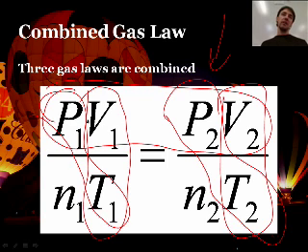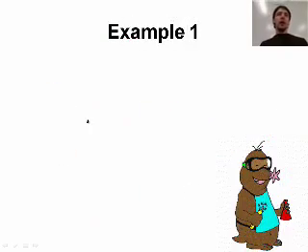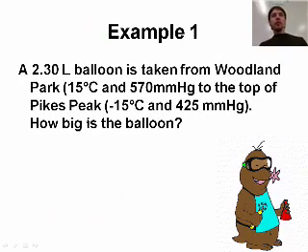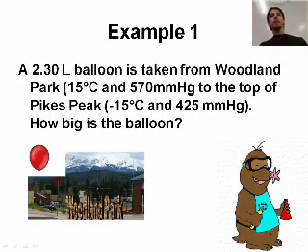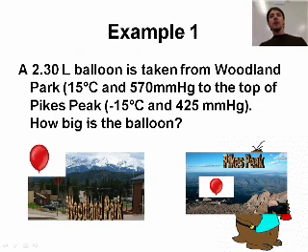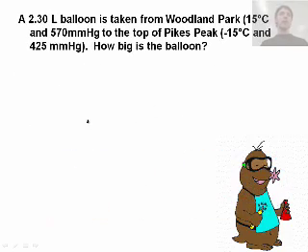Now if everything changes, you plug everything in. You do a combined problem. If only one thing or two things change, you plug in the two that change and you ignore everything else. All right, so let's do a few example problems with this. All right, so first we have a 2.3 liter balloon. It's taken from Woodland Park at some conditions, and it's brought to the top of Pikes Peak at some different conditions. All right, so let's go through and identify what we know and what we're going to look for.